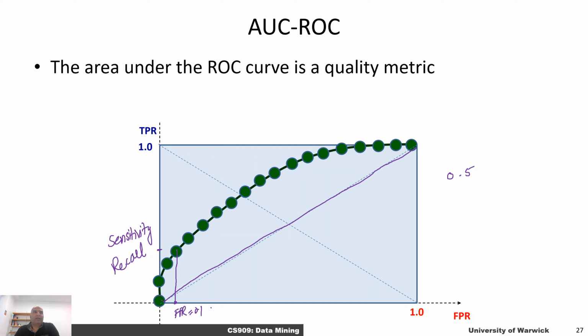And for an ideal classifier, we've discussed that the ROC curve is going to go up. So it's going to produce a true positive rate of 100% and a false positive rate of 0%. So it doesn't generate any false positives and classifies all of the positives correctly. And this is going to be the curve, and the area under that curve is going to be 1.0. So we can use area under the ROC curve as a quality metric.